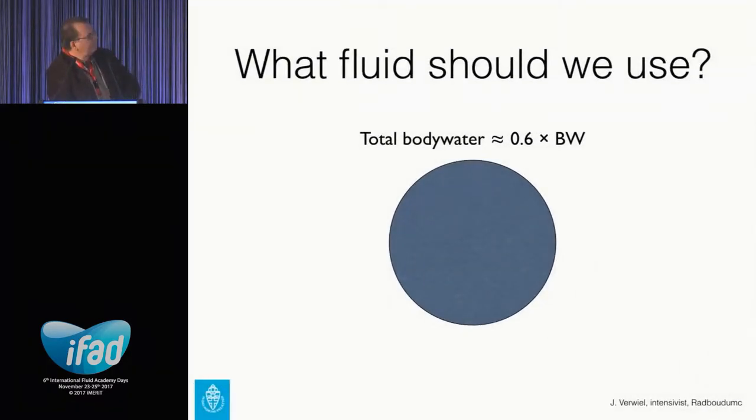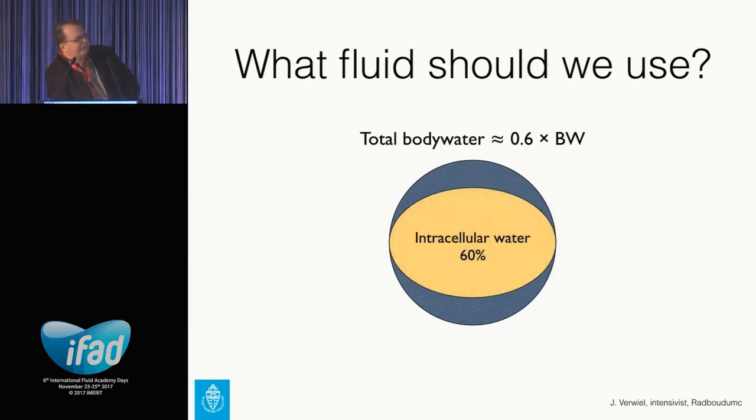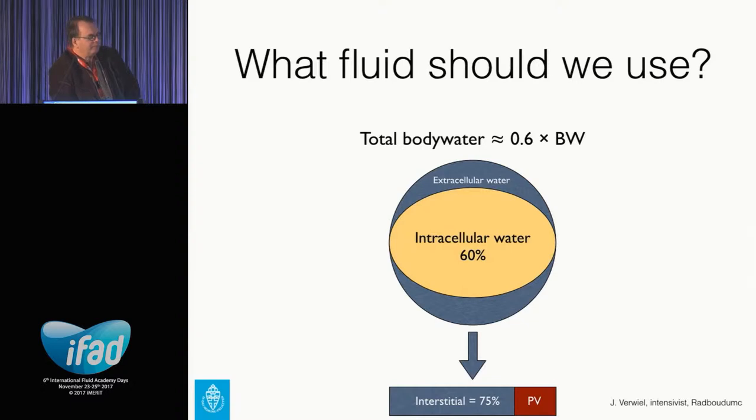I think I should start with the question, what fluid should we use? Our total body water is, in the male, the formula 0.6 times the body weight. We can see this kind of picture where intracellular water is about 60% and the rest is extracellular water, and we can divide it below into 75% interstitial and a part of it in plasma volume.